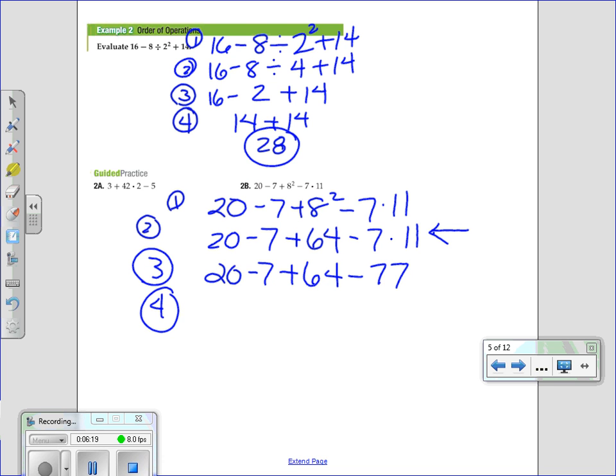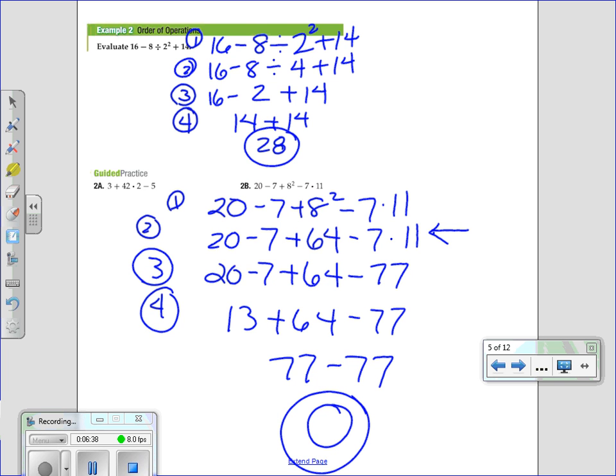Now I'm going to work from left to right because all I have left are adds and subtracts. So 20 minus 7 is 13 plus 64 minus 77. 13 plus 64 is 77 minus 77. Our answer is 0.